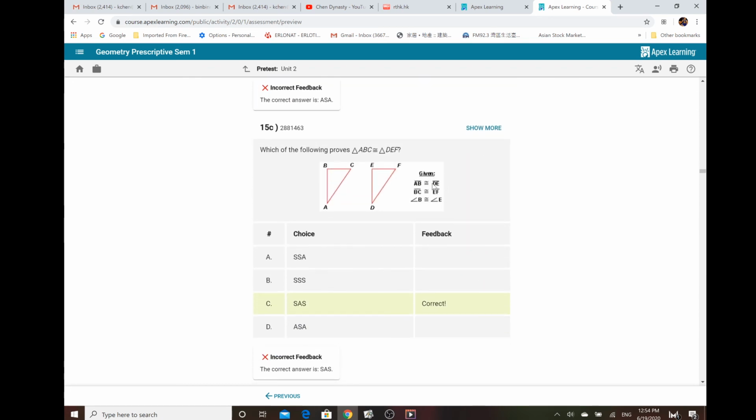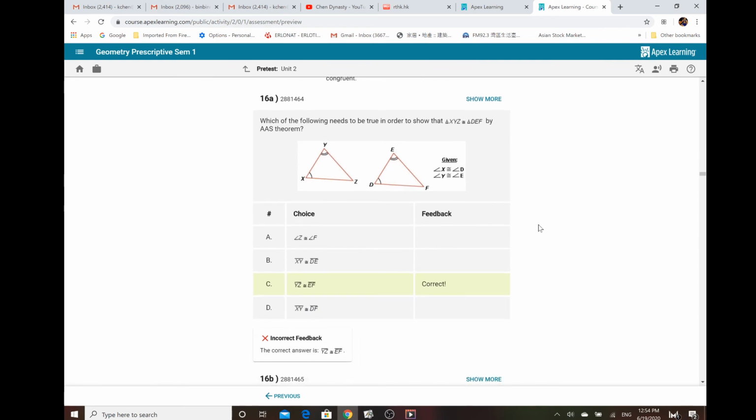And here's another one. We do have two pairs of congruent segments. AB is congruent to segment DE, and BC is congruent to segment EF. And angle B is congruent to angle E. So this one could be proved by side angle side, SAS.